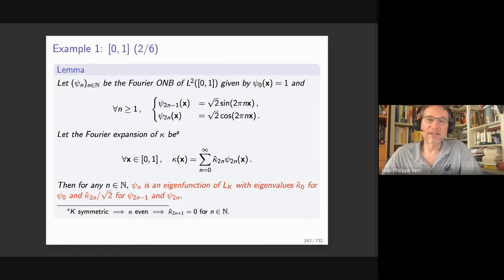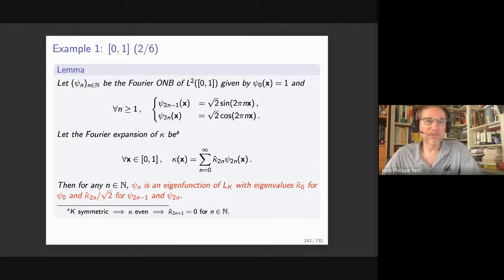And then you define the odd and even eigenfunctions as the sines and cosines. So the square root of 2 is just here for normalizing purposes. And then you take the sine of 2 pi nx or the cosine of 2 pi nx as a function of n. And this defines an orthonormal basis of L2.